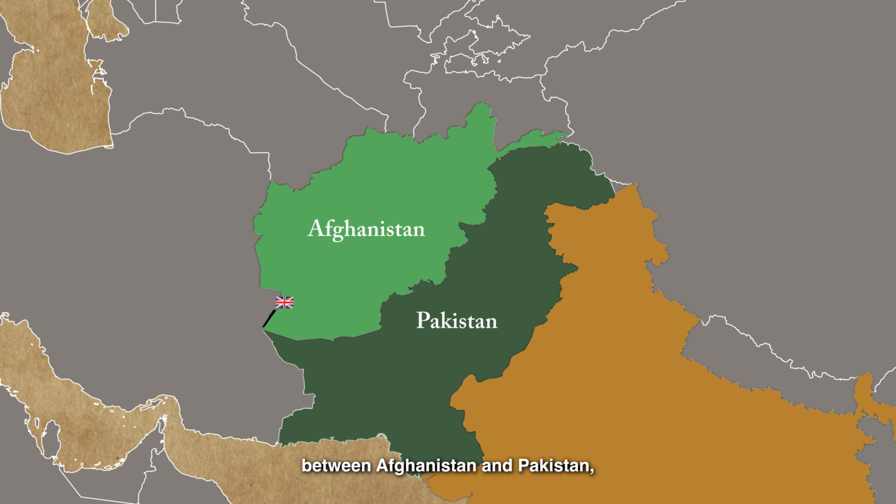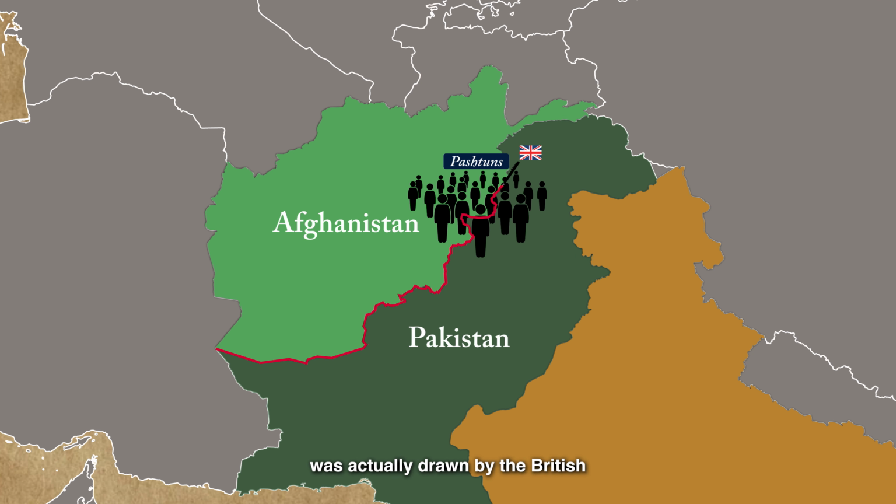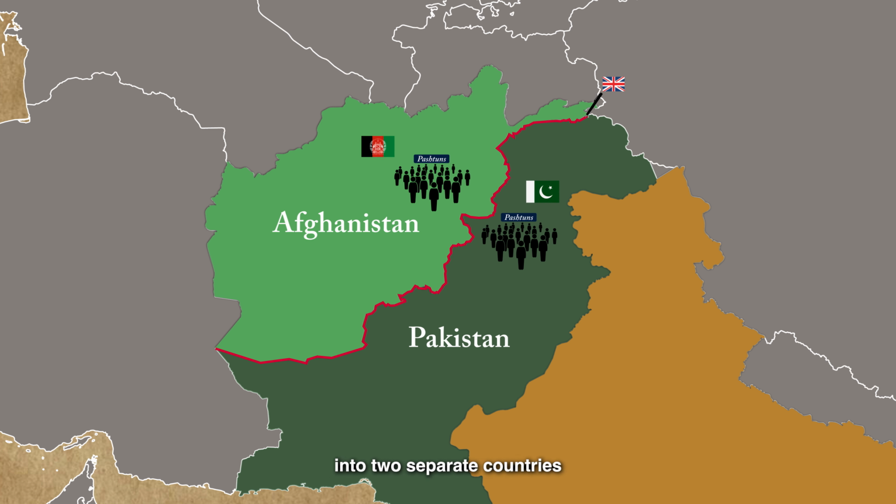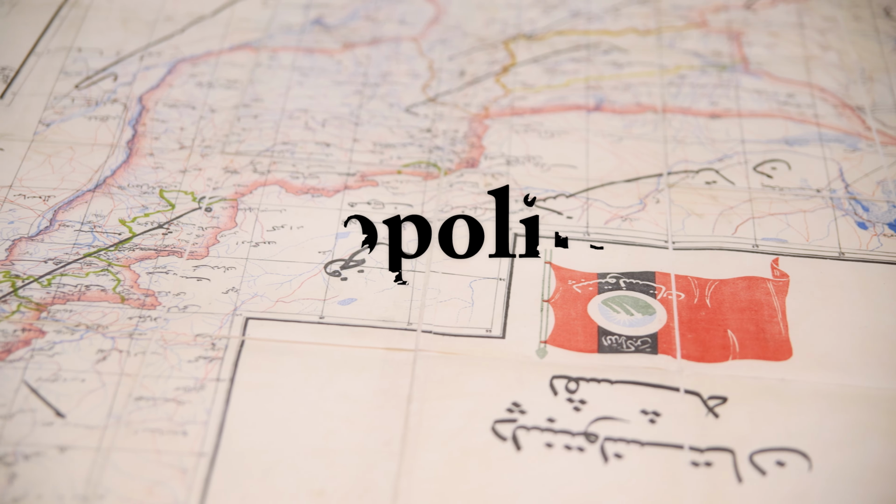The boundary line between Afghanistan and Pakistan was actually drawn by the British specifically to separate the Pashtun people into two separate countries so that they couldn't unite against British rule.